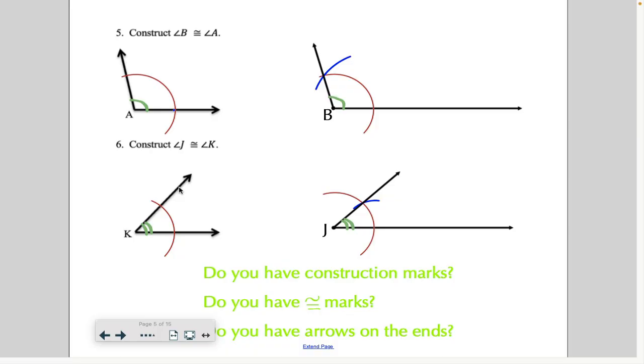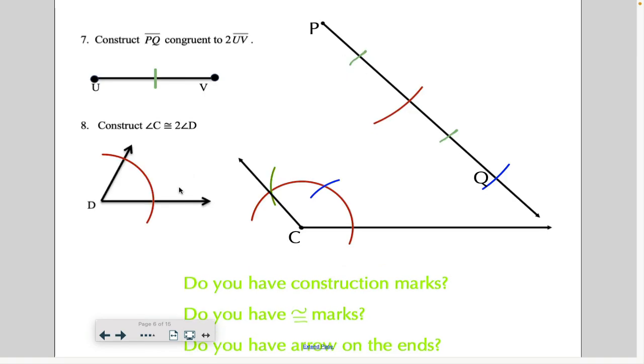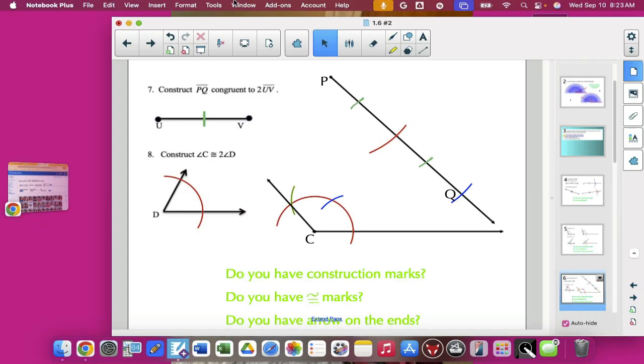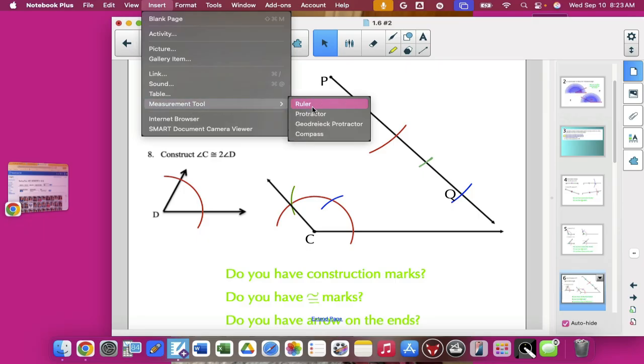This is the same kind of thing. But do you have the construction marks? Do you have congruent angle measures in there? And do you have arrows on the end? If that's all you're missing, you're in a good spot. The trickiest one for a lot of people was probably the double angle. This is where I saw a couple of you not sure yesterday. So I'll put the compass out there for you while I try to figure out why the board is doing what it's doing. A reminder of what we want to do here.